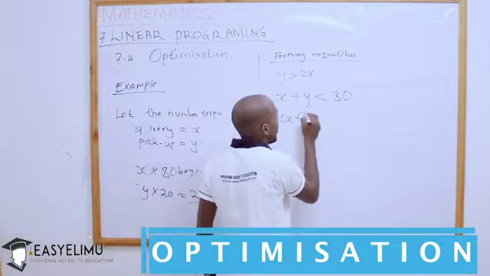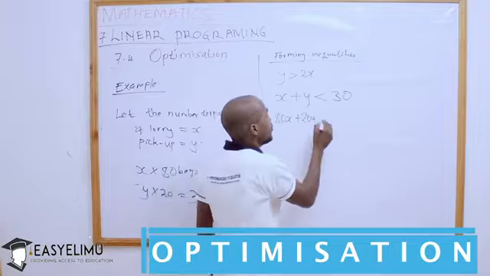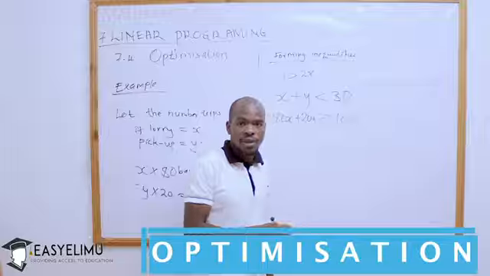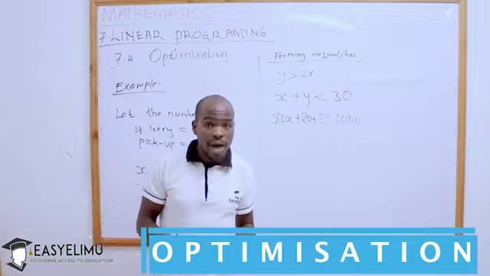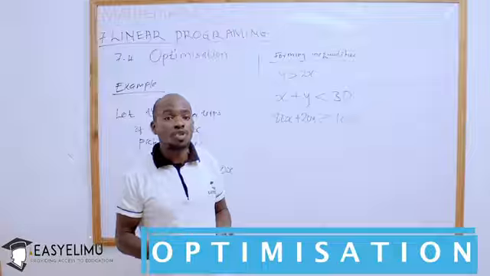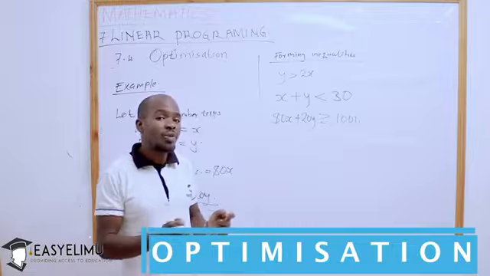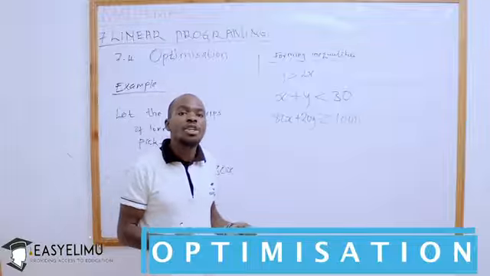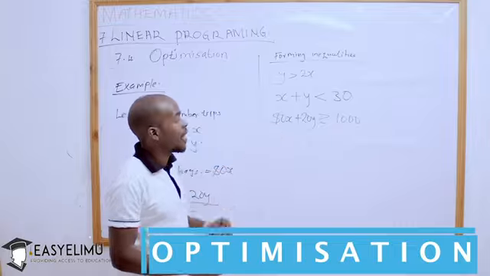We have been told that the total should be greater than or equal to 1,000 because he is intending to transport 1,000 bags. If he is intending to transport 1,000 bags, it means he may transport that 1,000 or even more, but he is not intending to transport less than 1,000. So that is our inequality.